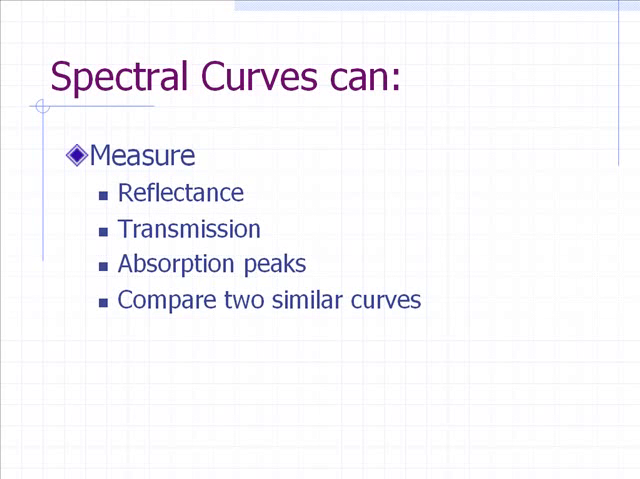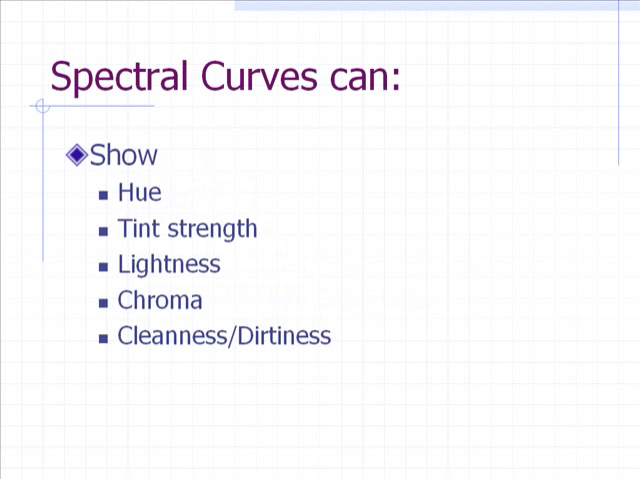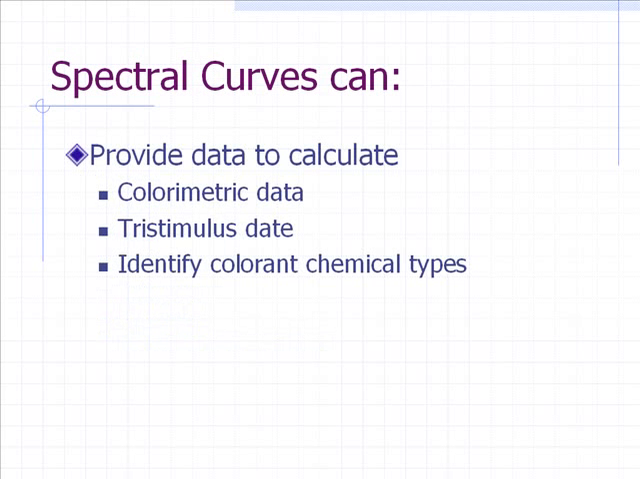They can show lightness, can show chroma, and whether it's clean or dirty color. And what we mean by clean and dirty is a clean color is a nice, bright, chromatic color. A dirty color is something that's closer to gray, less chromatic, not as bright. They can also be used to calculate colorimetric data, tristimulus data, and identify color types, chemical types. If you have a certain colorant of a certain chemical makeup, it'll have a characteristic shape to its curve. So the shape is what's important.